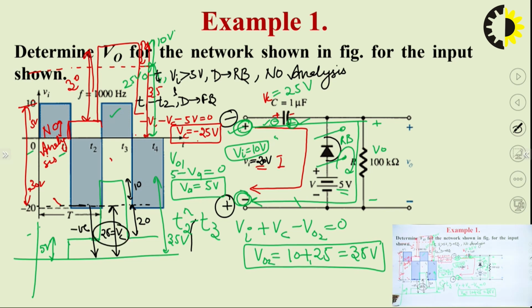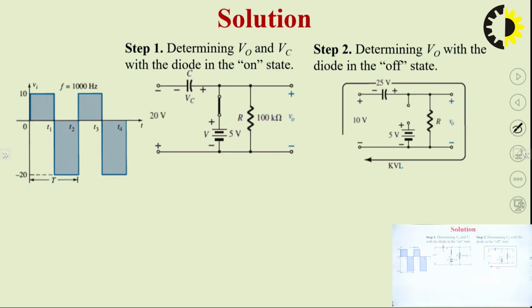So you can see that the peak to peak value remains 30 volts and DC value has been shifted by an amount of 25 volt, and because VC is negative, that means this VC is shifted downwards. So this is how we can do the analysis of any clamper circuit.